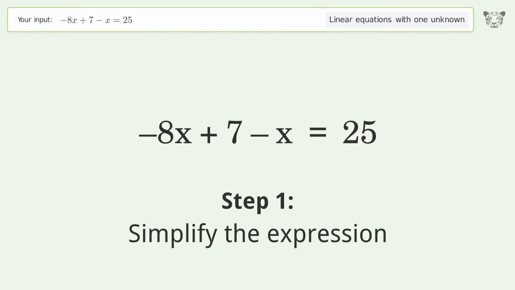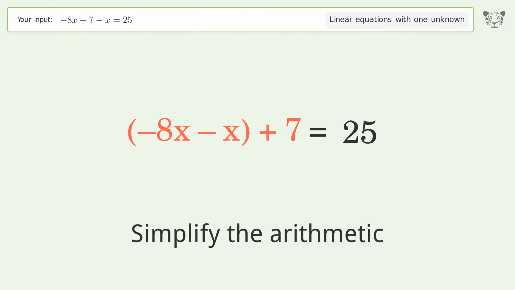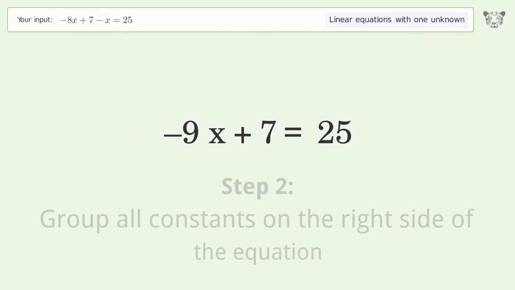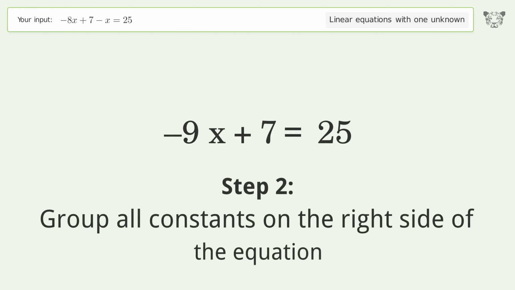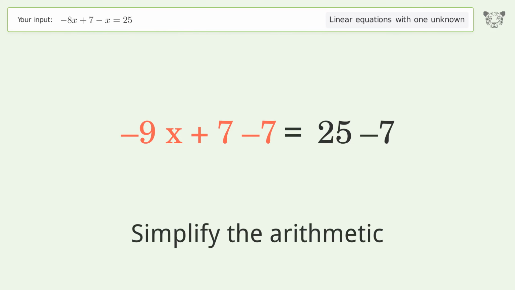Simplify the expression. Group like terms. Simplify the arithmetic. Group all constants on the right side of the equation. Subtract 7 from both sides. Simplify the arithmetic.